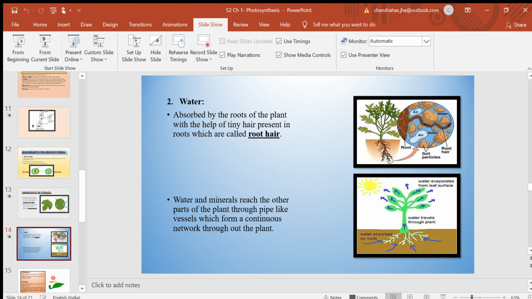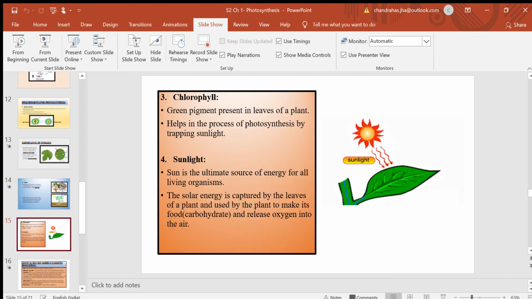Water is absorbed by the roots of the plant with the help of tiny hair present in roots, which are called root hair. Water and minerals reach the other parts of the plant through pipe-like vessels which form a continuous network throughout the plant. And there are specialized tissues like xylem and phloem. About them you are going to study in higher classes.